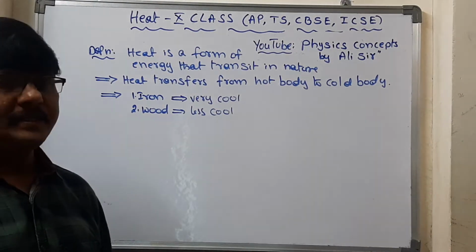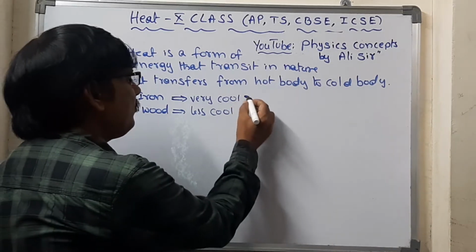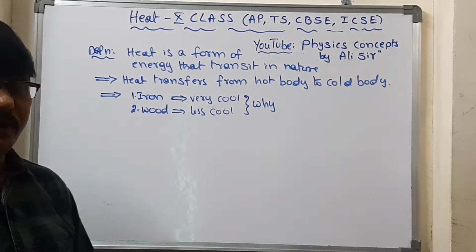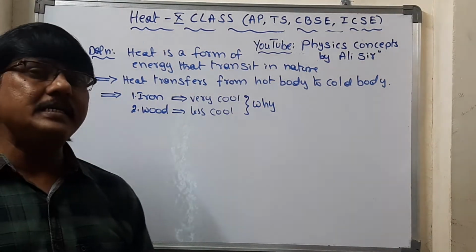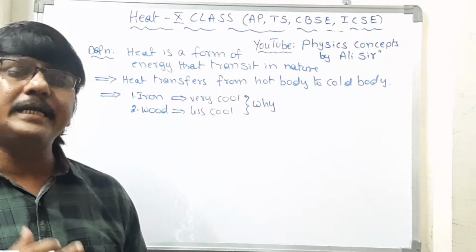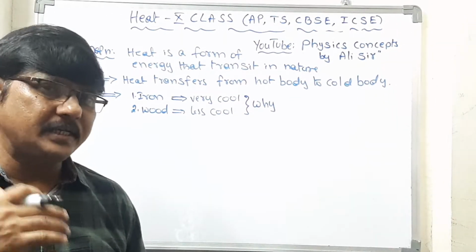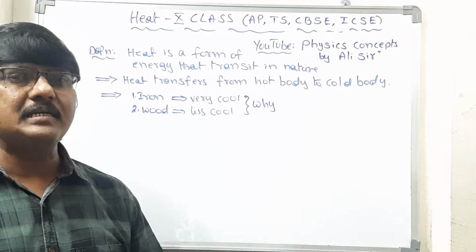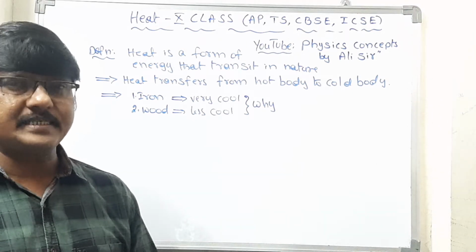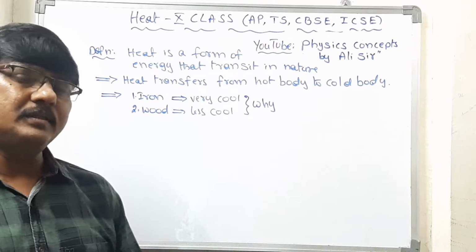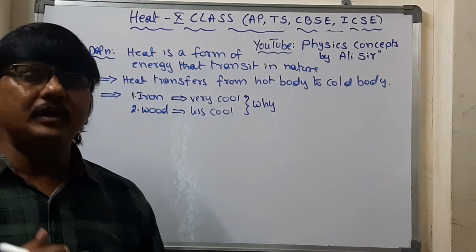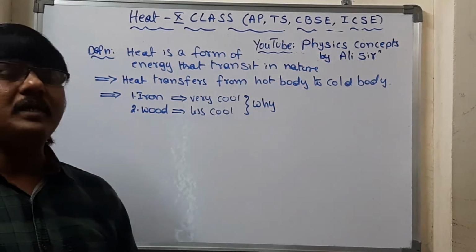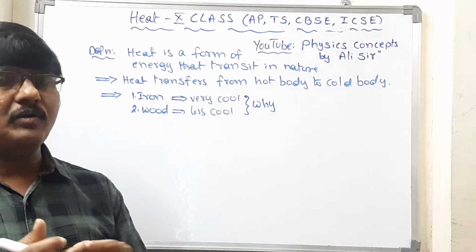What is the reason? Why are we feeling one less cool and one more cool? The reason is that iron is a good conductor. Good conductor in the sense that it can absorb heat energy as well as cool energy for a long period of time. It also emits in the same way, and it responds quickly. Whereas wood is a less conductor, that is, a bad conductor. We can also say it is an insulator. So it absorbs a lesser amount of heat, and then we do not feel that much cool.